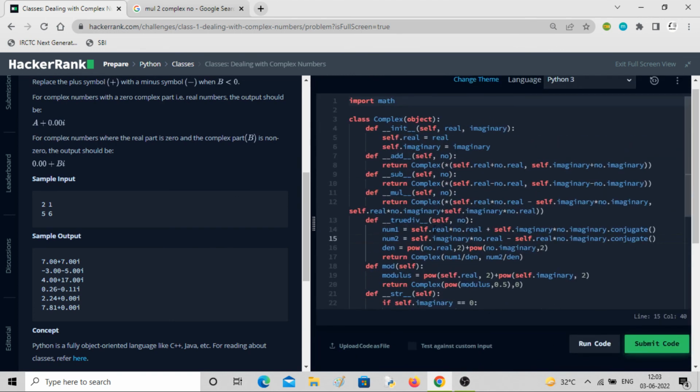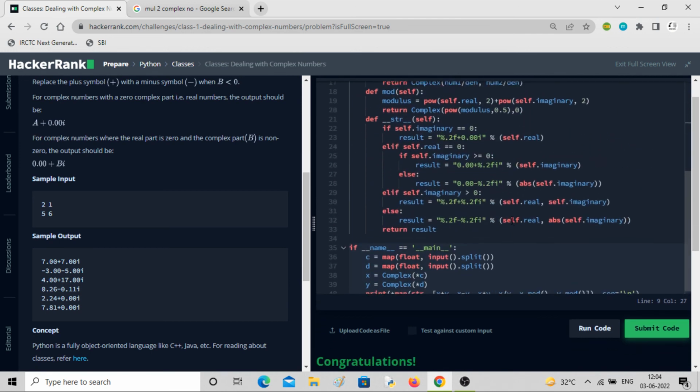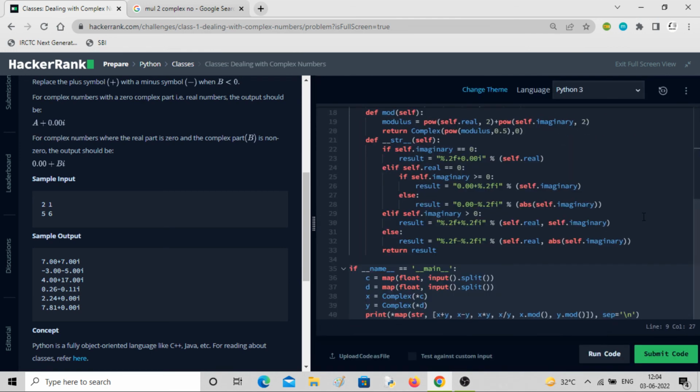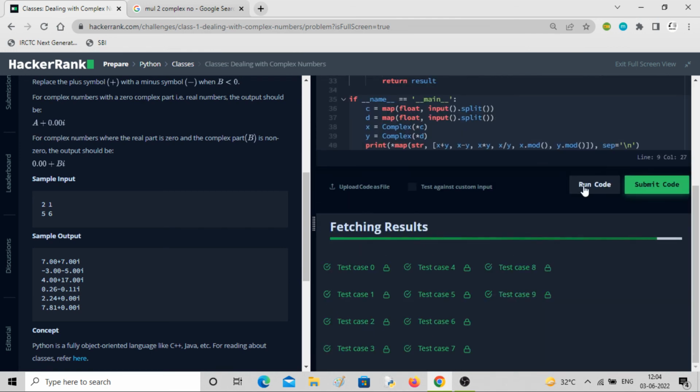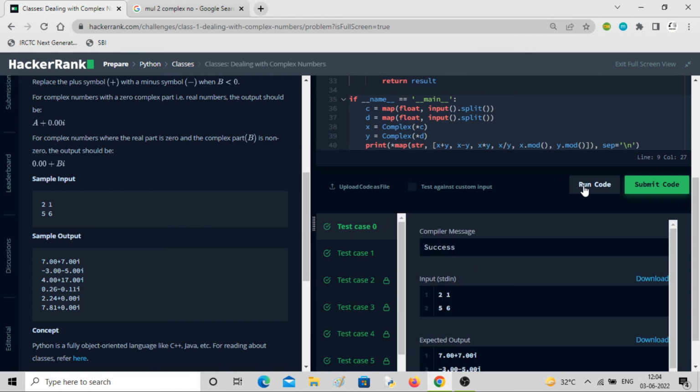I did it via pen and paper, and then I thought of this logic. So this is the only tricky part here, and the rest is all straightforward. So this is what we had to write. Sample test cases passed, all the test cases are passed, and you are done.